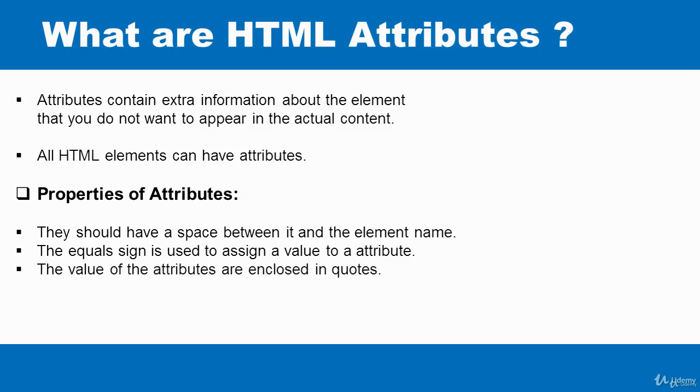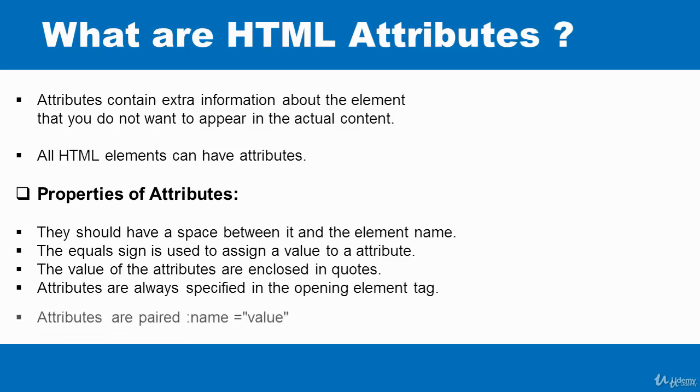Attributes are always specified in the opening element tag. Attributes are paired. That means they will have a name and they will also have a value. I have used an attribute in one of the previous videos. In this course, I use a source attribute. I'm going to go over that attribute again.